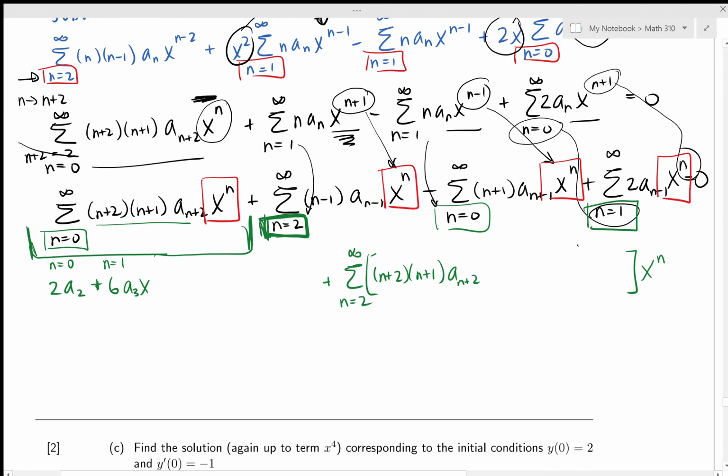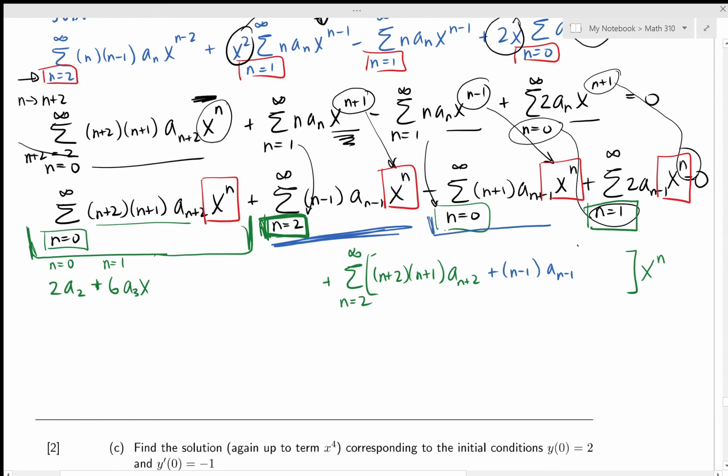Now I'm going to look at the second term, this one here. That one already has n starting at 2, so we don't need to do anything. We can simply add this, plus n minus 1 a to the n minus 1, here.